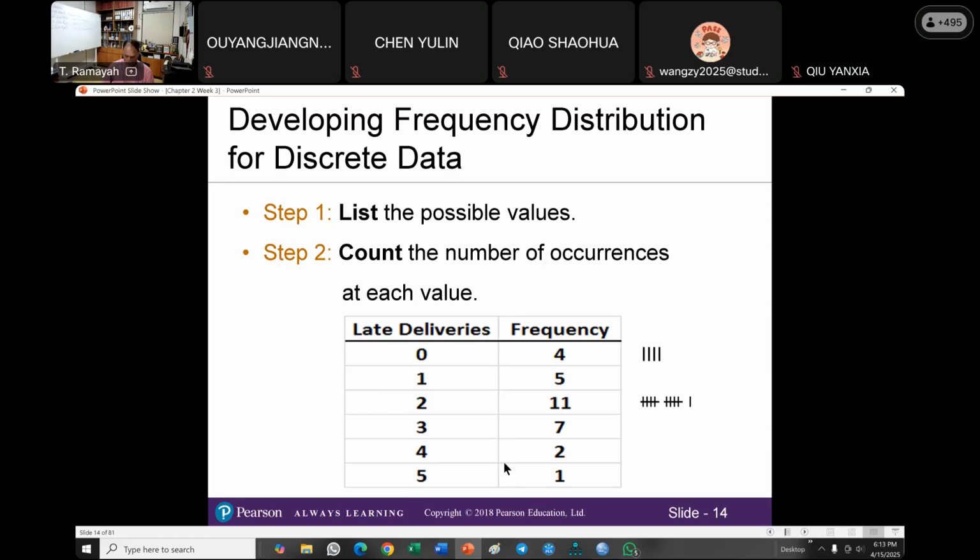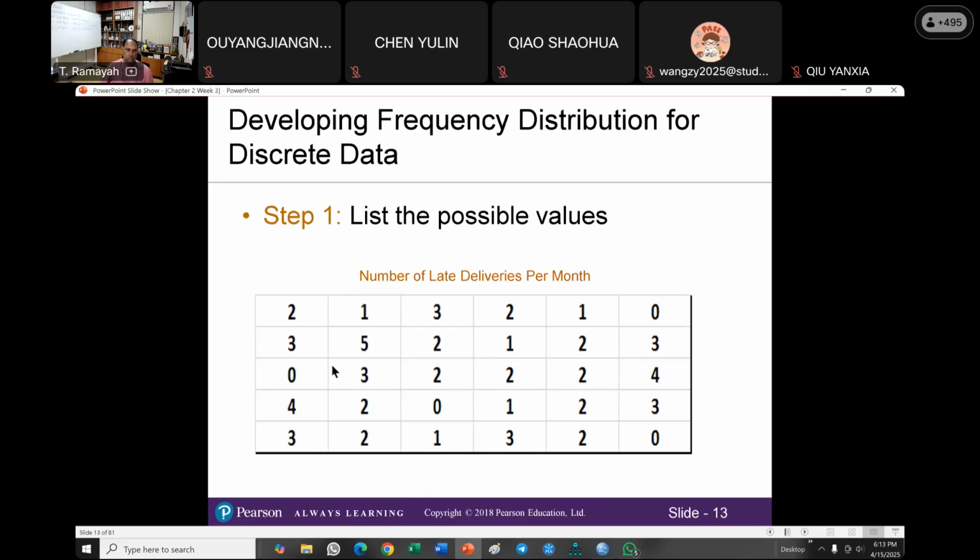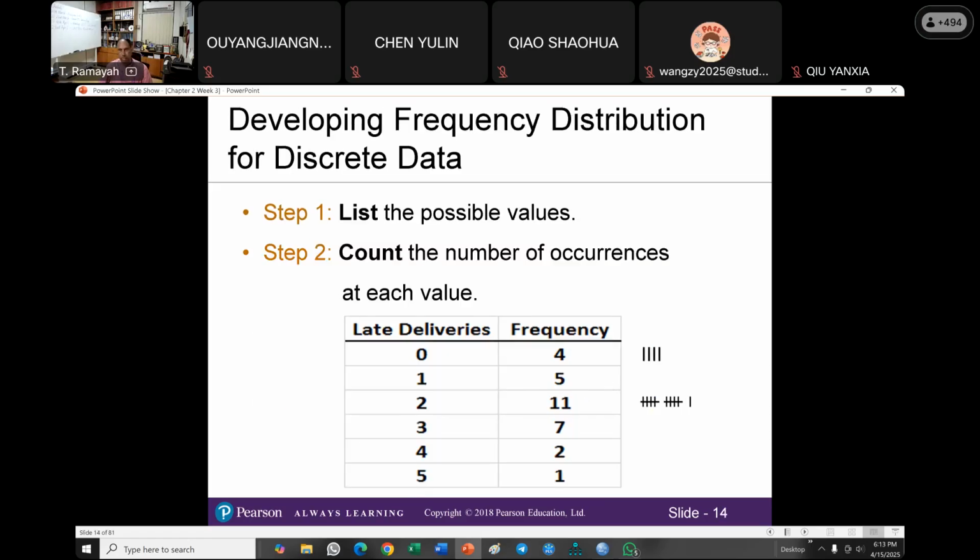So based on the numbers we already have, we can count how many times each value happens. So we have 0, we have 1, 2, 3, and 4. What we do, as you might have learned in your undergraduate classes, is use tally marks like this: 1, 2, 3, 4, we count. And when you reach number 5, we put a slash across, like here.